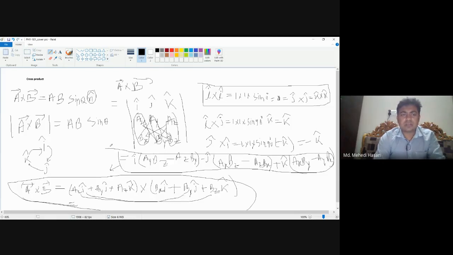So this is the procedure to find a cross b, and you can also find the magnitude of a cross b by using the Pythagoras formula, root over x squared plus y squared plus z squared. So this is the main thing for the cross product.